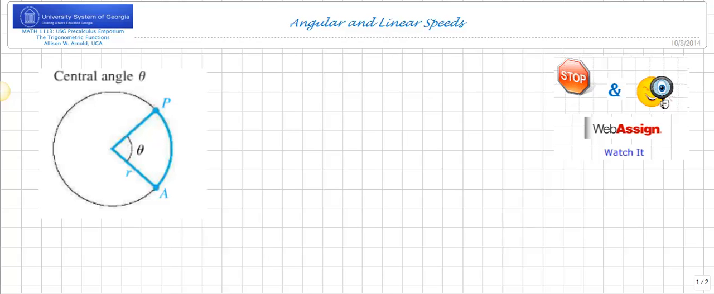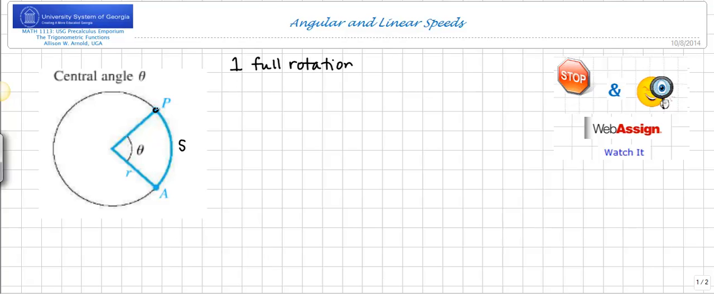Time to talk about angular and linear speeds. And I hope that you've noticed in my video content that I like to keep things really, really simple. So let's discuss this central angle theta in a circle of radius r. And we've already talked about arc length s and whatnot. But what happens if I make one full rotation of the circle?